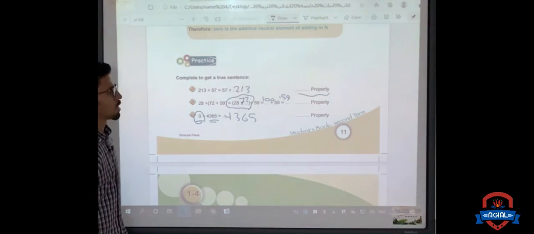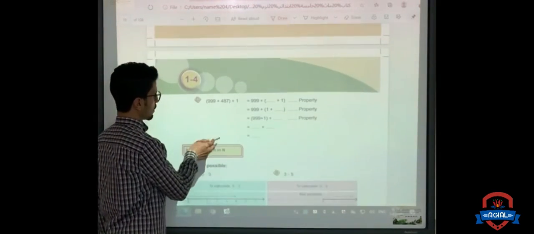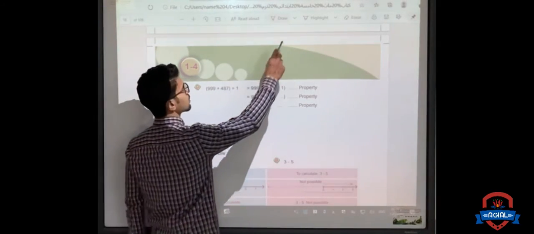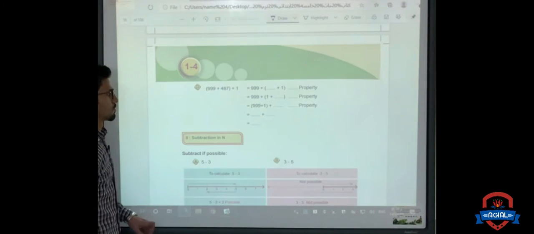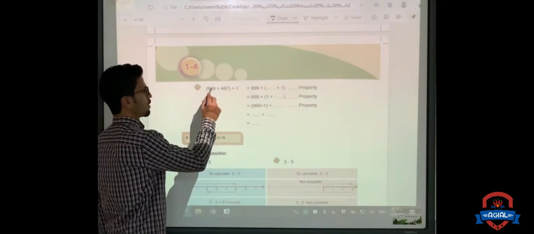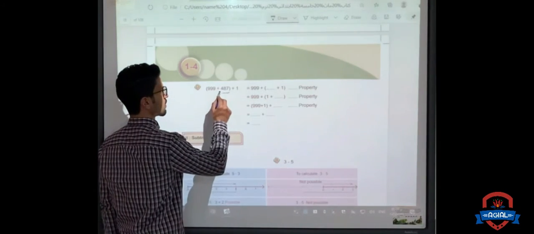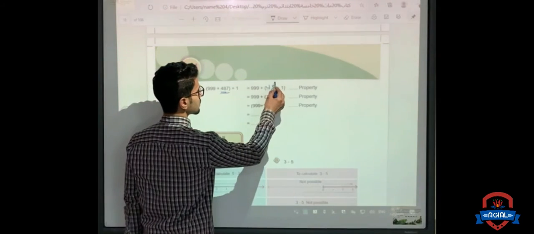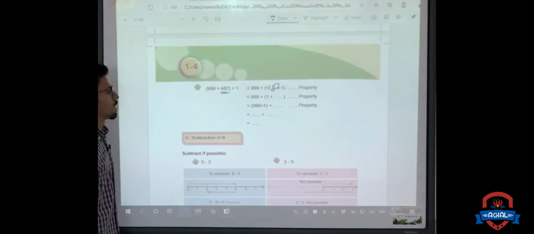So let's look at the next question, letter D. In letter D, we have 999 plus 487 plus 1. That equals 999 plus what, plus 1. So we have to say 487. And this property is called the associative property.